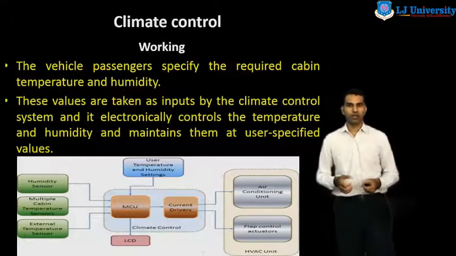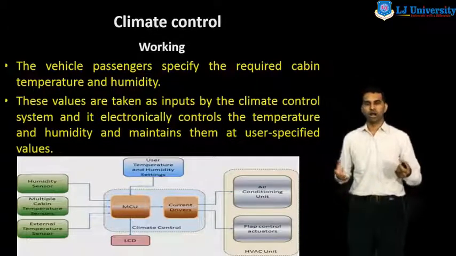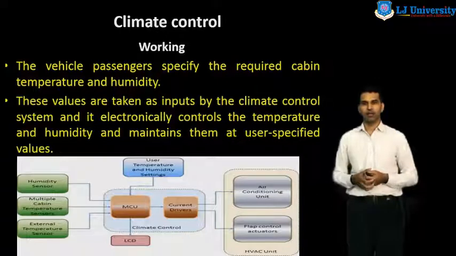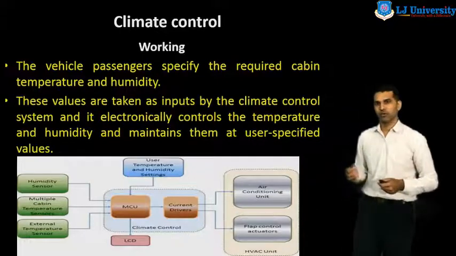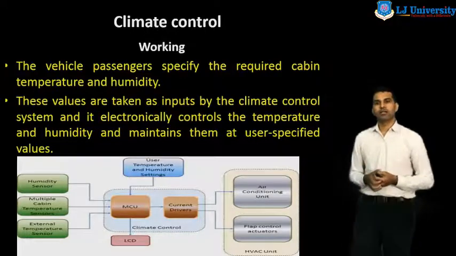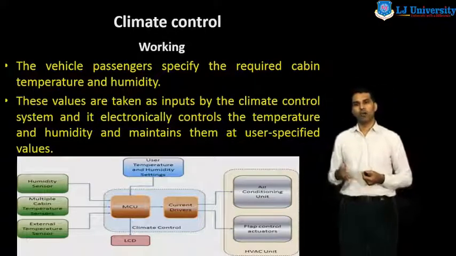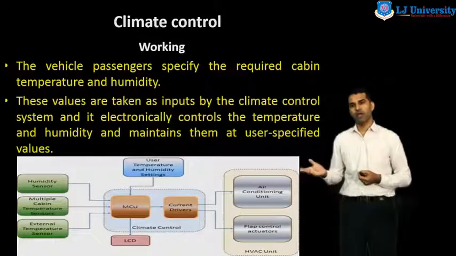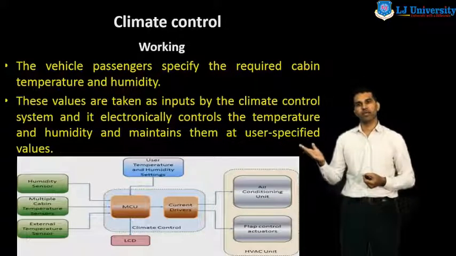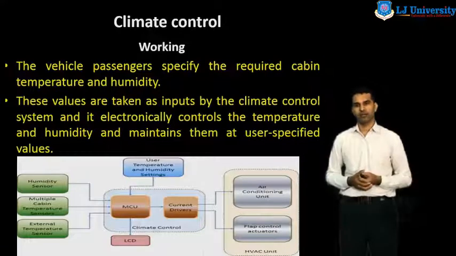So if it is too cold outside, then we generally set the temperature high, like the user sets the temperature at 25 degrees centigrade inside. And if the temperature goes up or down, accordingly the cooling system, that means the AC system, controls the error.